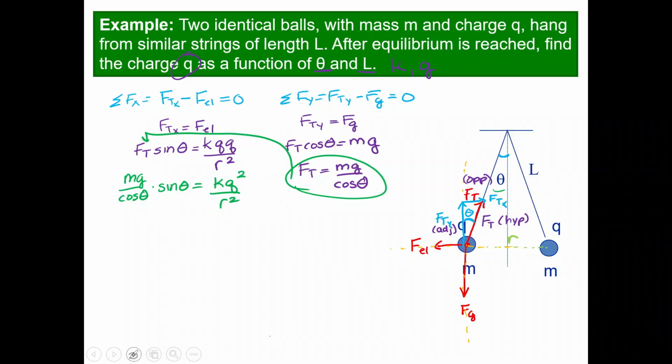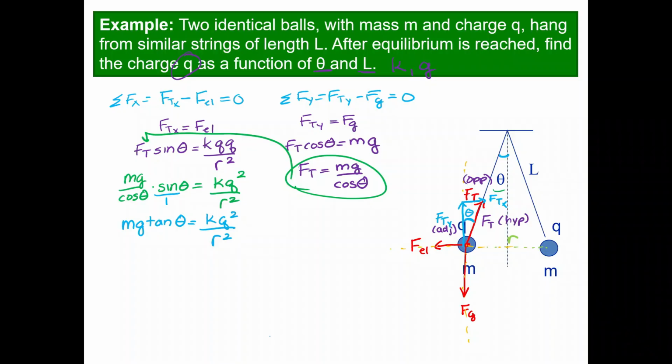So this is looking better. The order over here doesn't matter because I can picture that my sine theta is over 1 and I could rearrange, and sine divided by cosine is just tangent. So I can rewrite the left side as mg tan theta is equal to kq squared over r squared. Now this is looking pretty good. I'm looking for q, and I can see that I can rearrange and get q by itself.